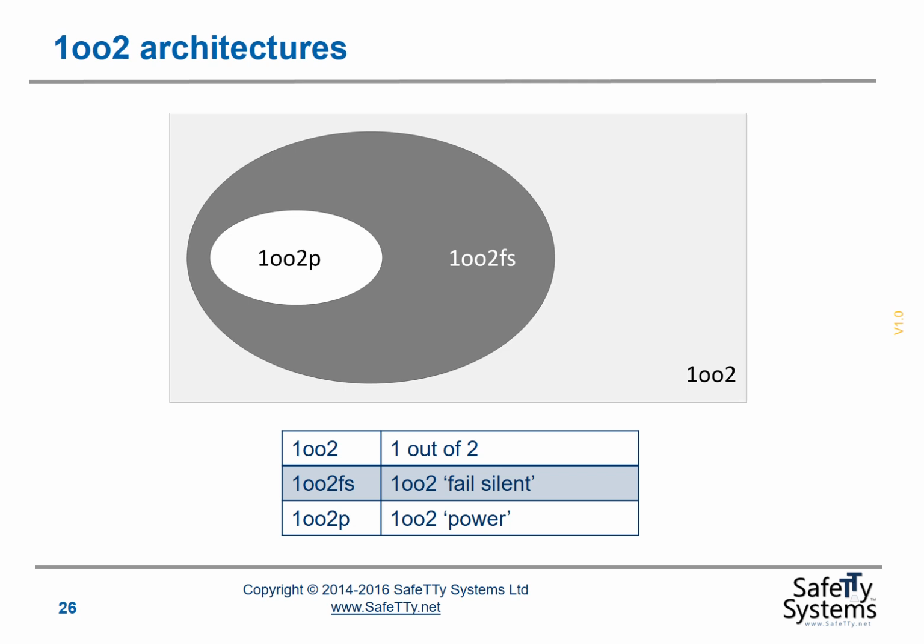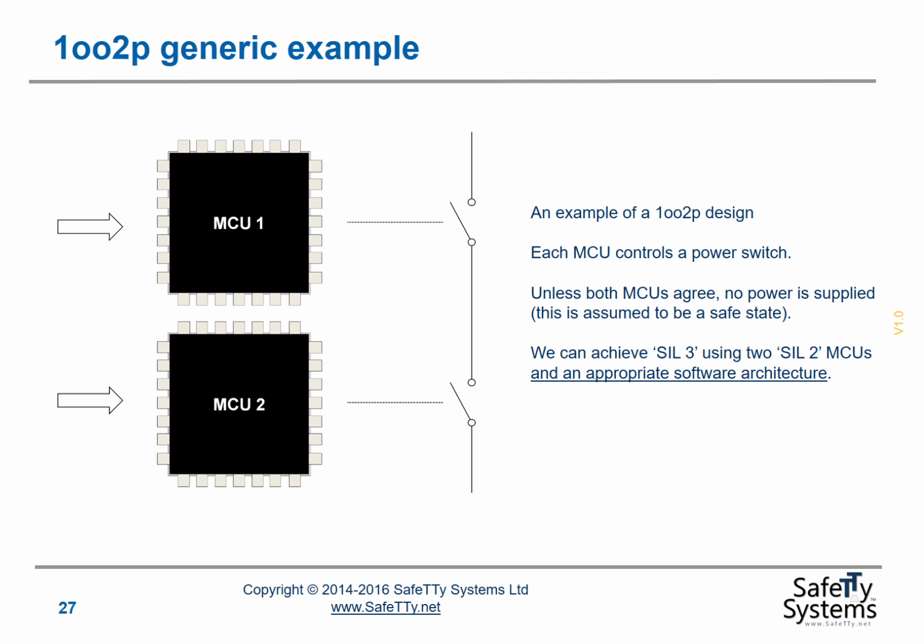One subset of this 1 out of 2 design option is a 1 out of 2 fail-silent or fail-safe option. And a subset of that is a 1 out of 2p option. So a 1 out of 2p option is one way in which we can implement a 1 out of 2 architecture. So this might look something like this. This is an example of a 1 out of 2p design.